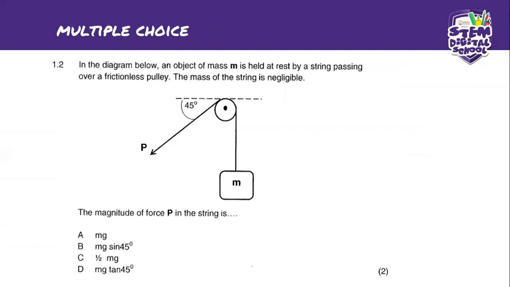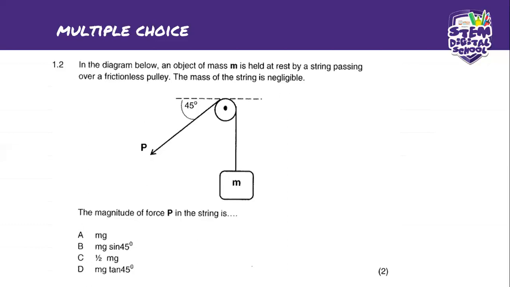Then we move to number 1.2, which says: in the diagram below, an object of mass m is held at rest by a string passing over a frictionless pulley. The mass of the string is negligible. The force P on the string is going to be, and then you select an answer there. Please make sure you take this picture as we go along. Are we good to go?